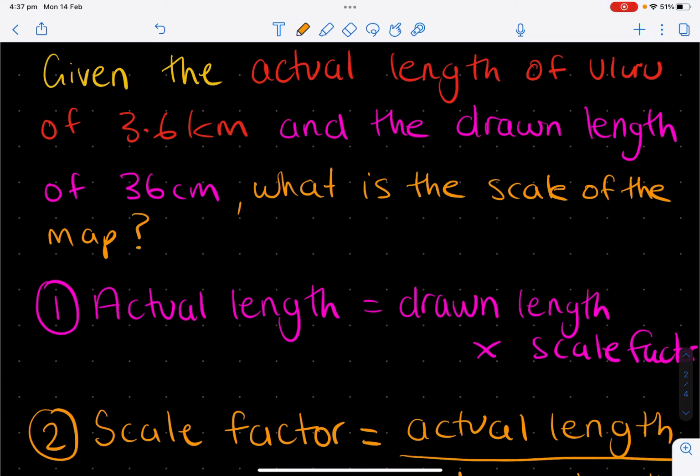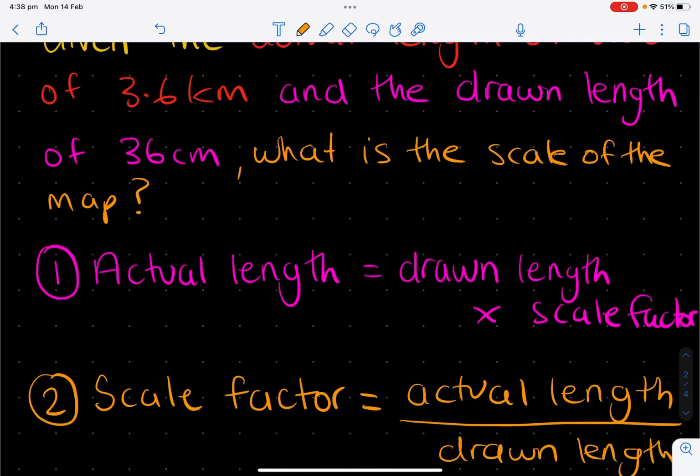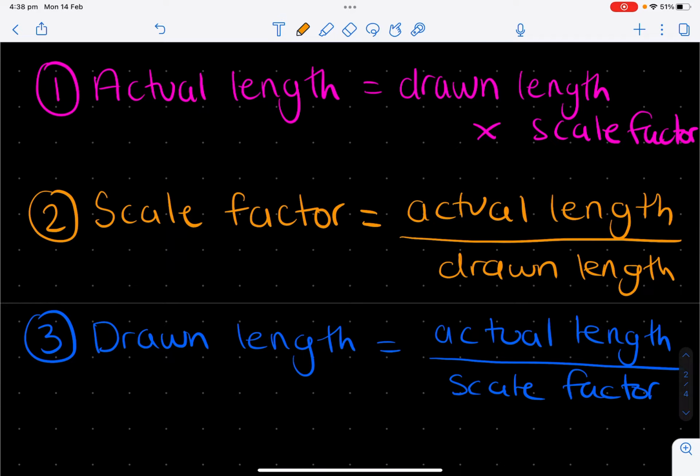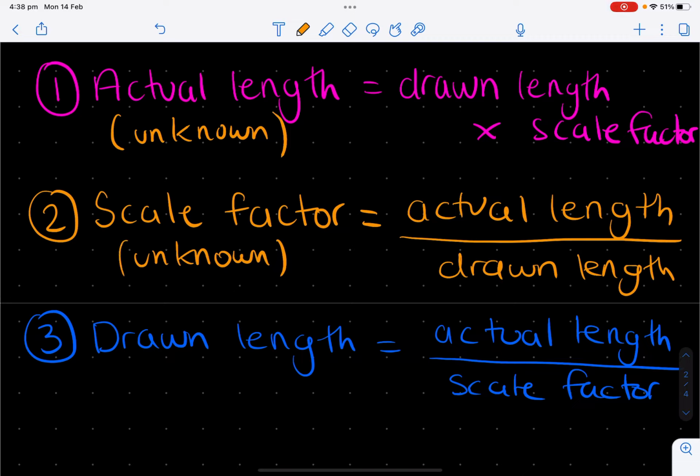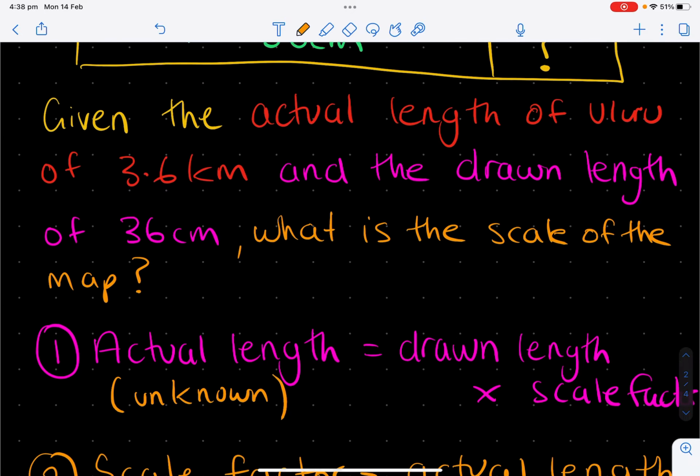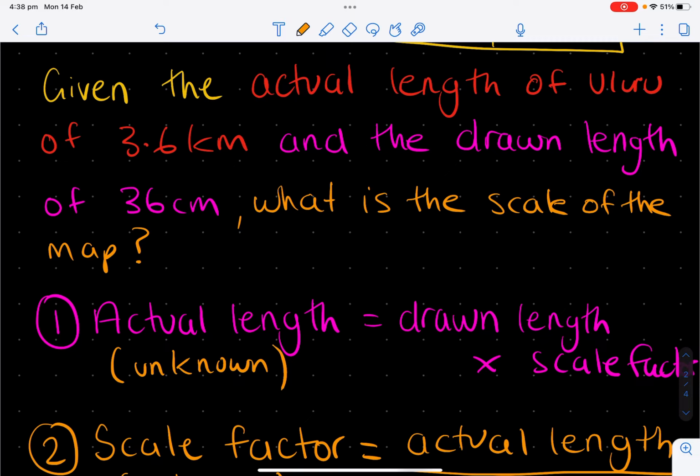You're going to get lots of different questions in this topic where you need to work out either the actual length, the scale factor, or the drawn length. For this, you need to be able to identify what is the unknown and what are the knowns. So we're going to go through these real quick and identify, based on the question, what our unknown is. Let's go back to the question for a sec. We have the actual length, so that we already have, that's a known.